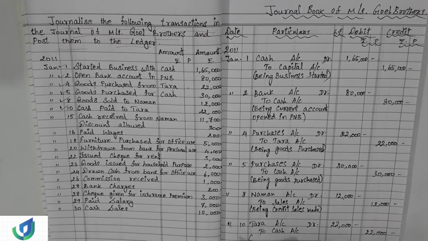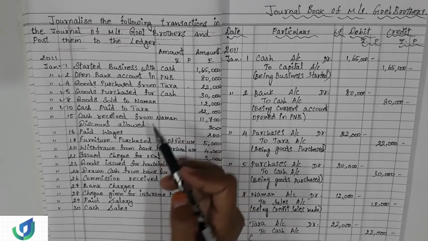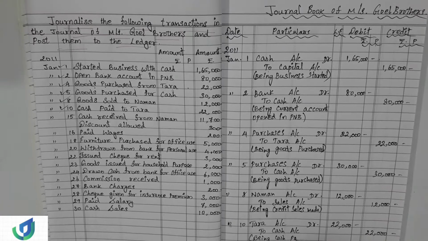So what have you understood from this transaction? We have purchased from Tara. It's a credit purchase. Now we have settled the amount to Tara. So that is the meaning. So, being cash paid to Tara. And close the bracket.